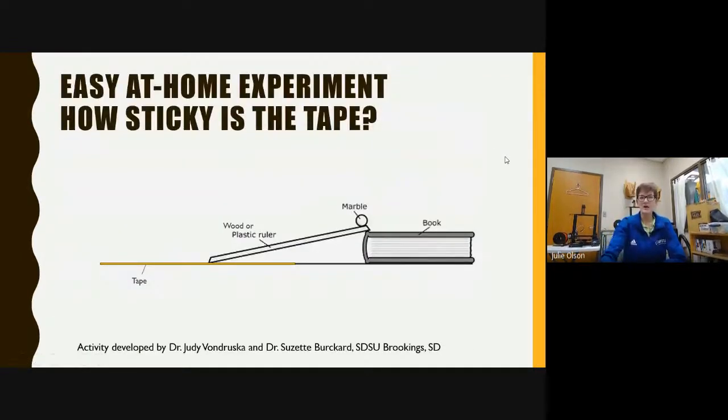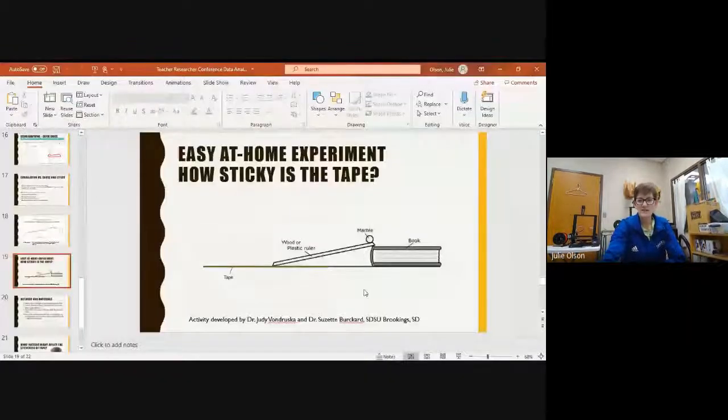So here is our easy at-home experiment. How sticky is the tape? And so that's a basic setup. I'm going to stop sharing this, and I want to actually show you this in action.